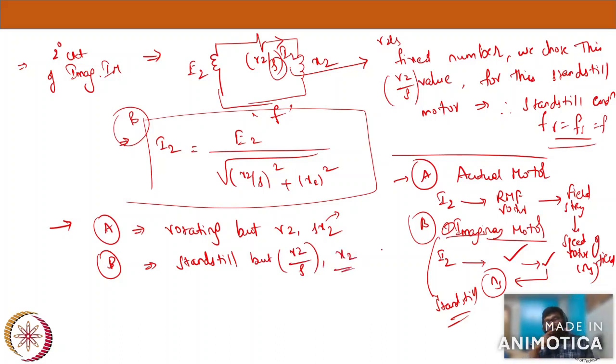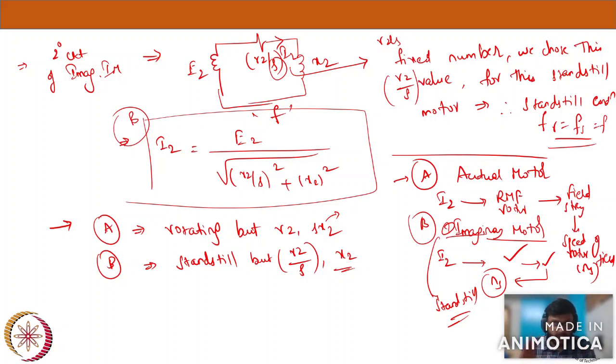Now let's say I am the stationary observer. I am sitting on the stator of the actual rotating machine. I am observing the field of the rotor. I see that my rotor has a current I2, and because of that I2 some field is being generated. I can see the rotating field of the rotor, and it is rotating with the synchronous speed of Ns.